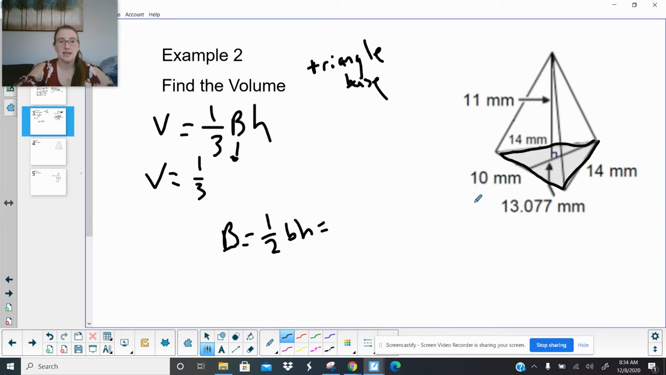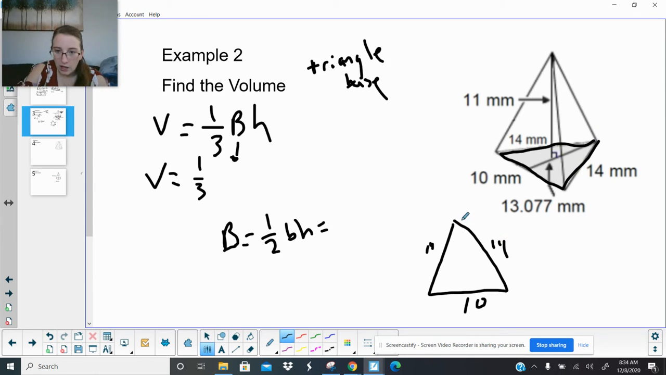Well, our base and height are perpendicular to each other. If you did not know this, when we have a triangle, I'm going to pull this triangle off here. We have 10 here, 14 here, and 14 here. Hopefully you can see this is just this triangle standing up, yeah? And we have this, 13.077. That's this right here. Excuse my terrible handwriting right now. The base and the height are always perpendicular to each other. So 14 is not the height. 10 is the base. 13.077 is the height of that triangle.